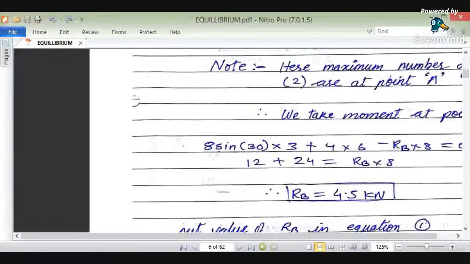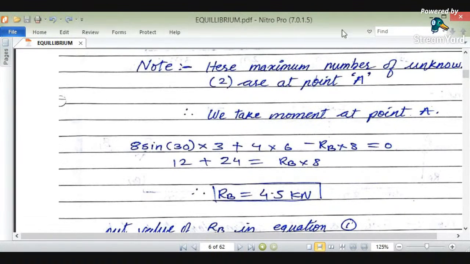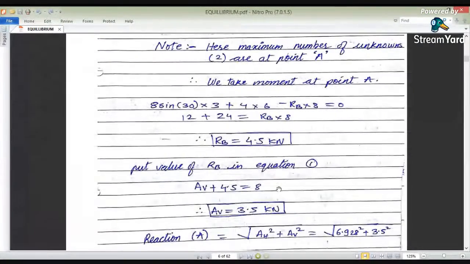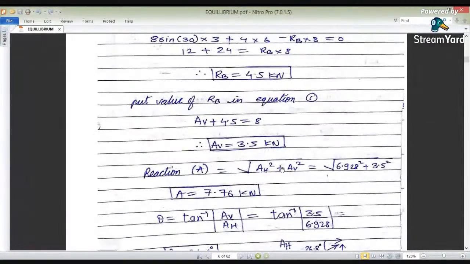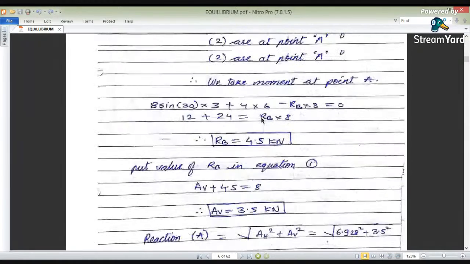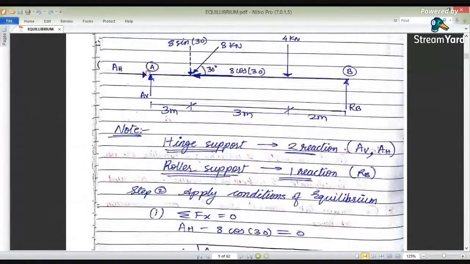So in this way we have calculated the value of AY as 3.5 kilonewtons. Then we have to find out the resultant of the reactions at A, that is the combined reaction at A, because A is having two reactions. Because A is a hinge support, what is the resultant effect of these two forces on point A? So again we can calculate its effect on point A.